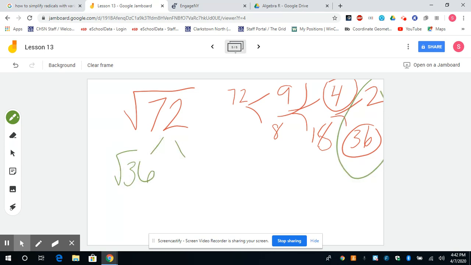Because if I use the biggest perfect square, then I have less simplifying to do. You could have used 9 and 8. You could have used 4 and 18, but you might have to simplify more. So the square root of 36 is just 6. And then 6 times radical 2 would be my answer.